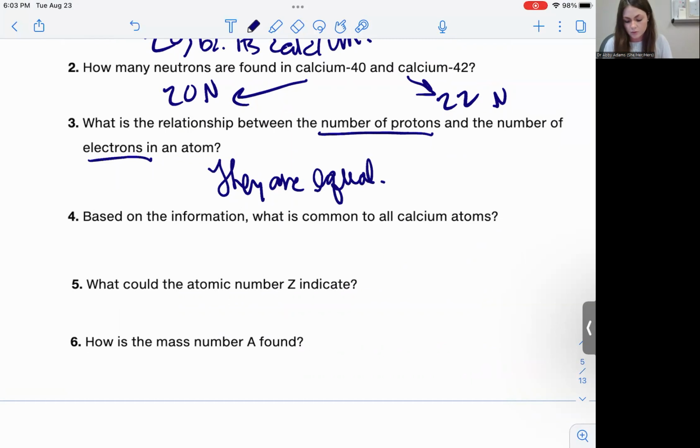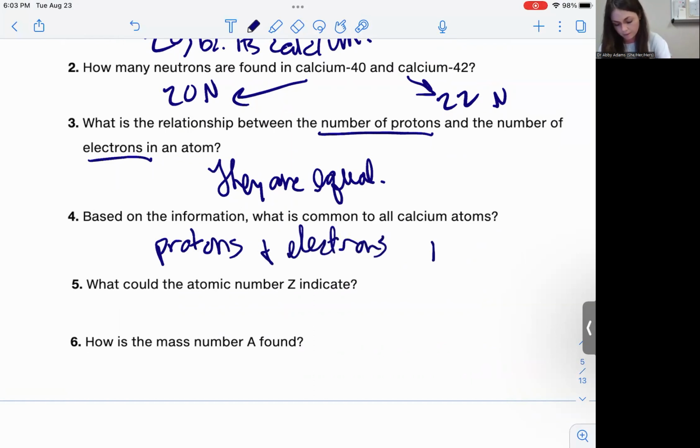Based on the information, what is common to all calcium atoms? We just talked about it. What's going to stay the same? The protons, so therefore electrons, all right? P and E.